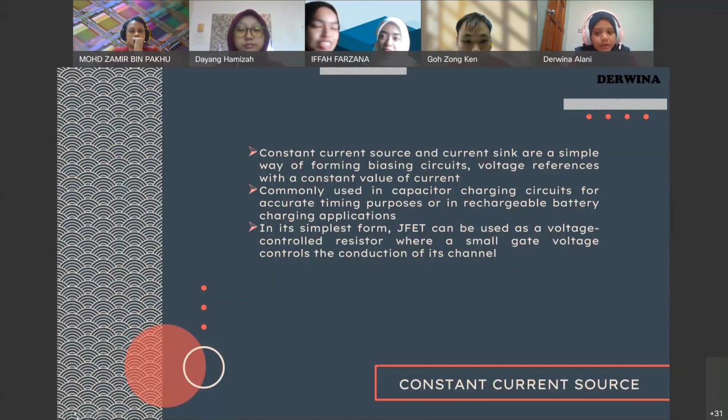In its simplest form, JFET can be used as a voltage control resistor where a small gate voltage controls the conduction of its channel. Okay, I didn't put the advantage and disadvantage for this. The advantage for this current constant source is that it is simple and it's also a cost effective, which means it is inexpensive. It is also more reliable and low noise. The disadvantage is that this constant current source may lead to power supply failure, and it also have a problem for its temperature coefficient.